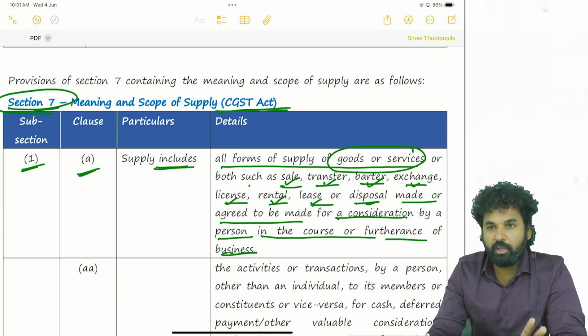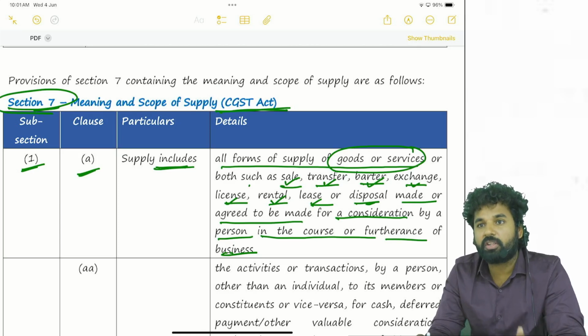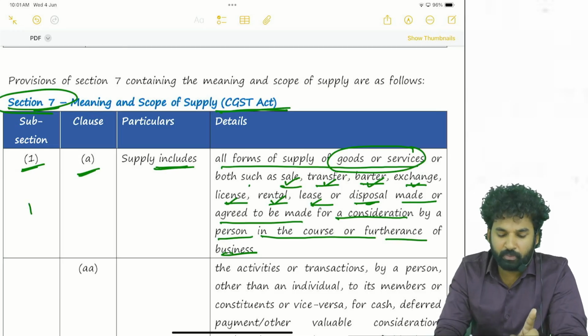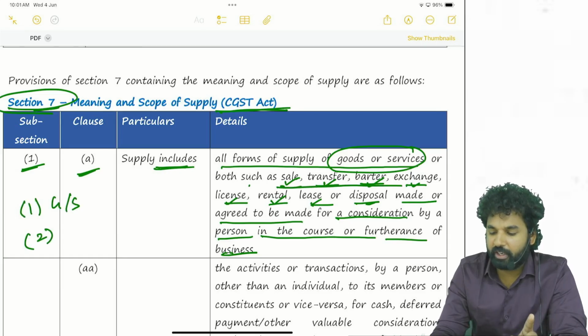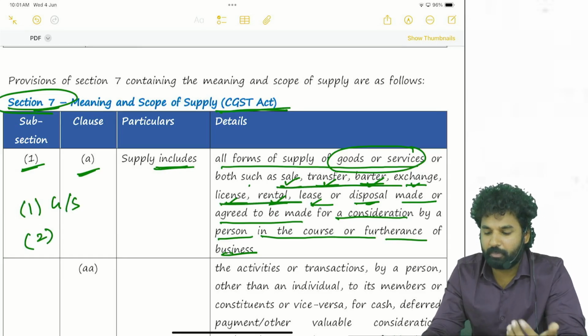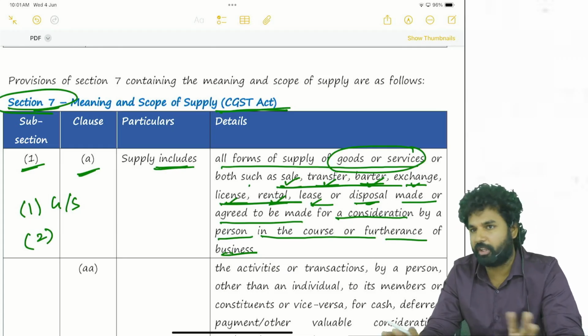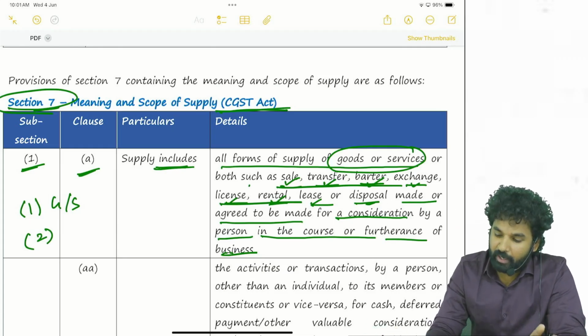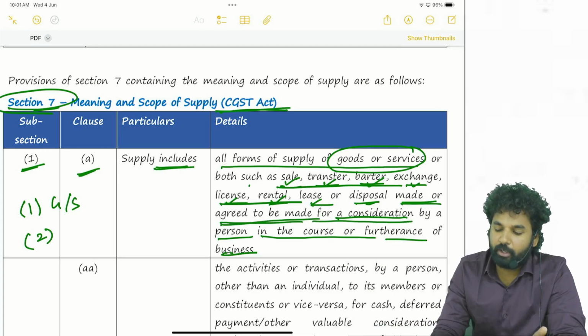See, first of all, for a supply to happen, it shall be of goods or services, one thing. Next, it shall cover any form, like it may be sale, it may be transfer, it may be barter, it may be exchange, anything like that. And later, made or agreed to be made for a consideration, which means consideration shall be present.